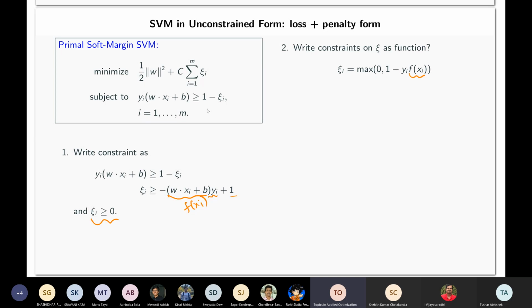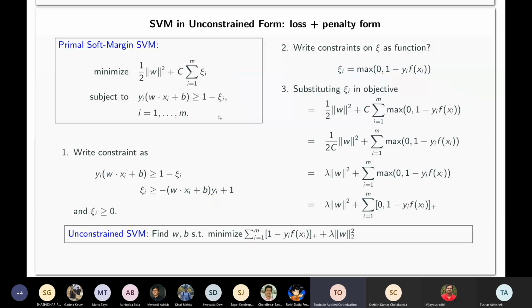In other words, we can remove this constraint and substitute ξi to be this. Now the only problem is that your problem becomes non-differentiable, because max is not differentiable. So you go from a smooth problem to a non-smooth problem, but you get rid of the constraint. So there is a trade-off here.